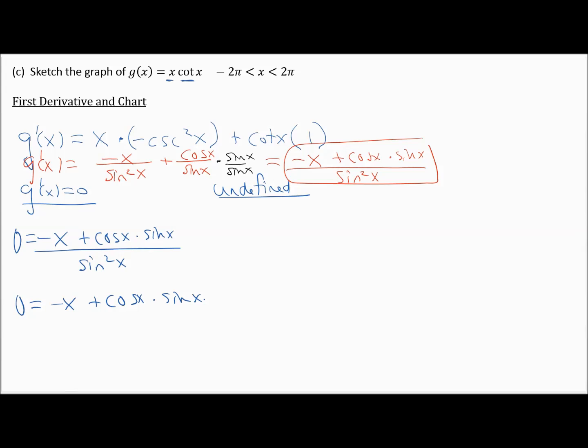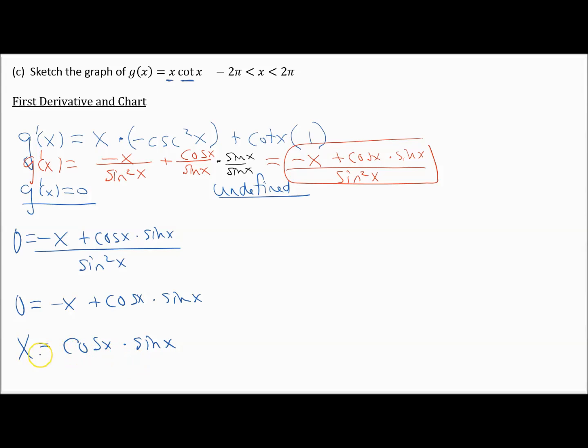Okay? Now this is a weird problem. You may not be used to solving trig equations where you have part trig and part algebra like we do here. I'm going to add the x over. To me, this is a problem that we need to think about, okay? And we're thinking about cosine of x times sine of x is equal to x.